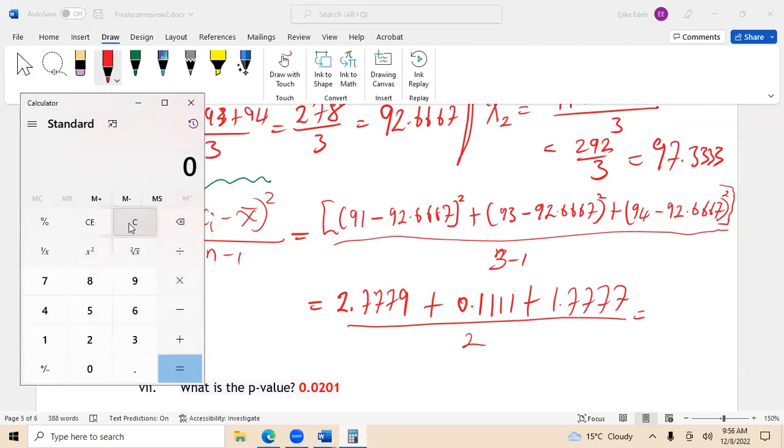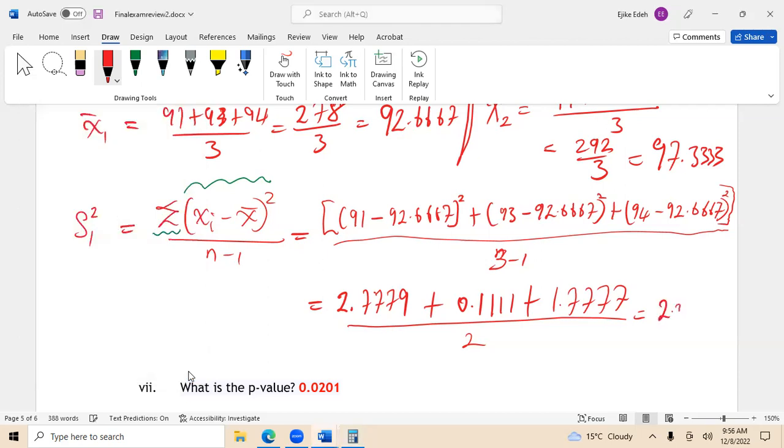I think I can use the keyboard now. So we have 2.7779 plus 0.1111 plus 1.7777, and that answer is 4 point something. Let's divide by 2. Okay, divide this by 2, and you get 2.3334. Okay. Questions?